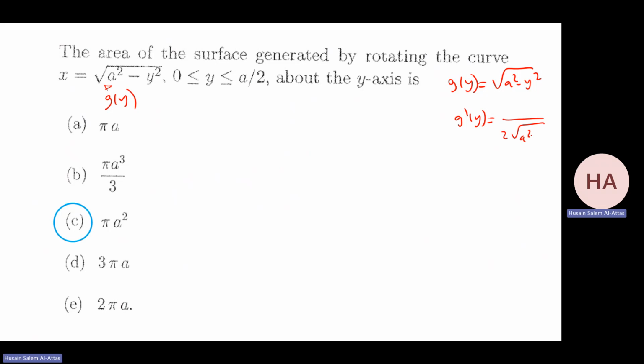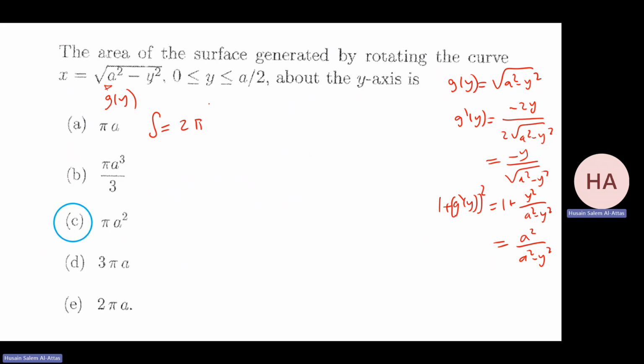2 square root of a squared minus y squared times minus 2y. 1 plus g prime of y squared. That will be 1 plus y squared over a squared minus y squared. That gives me a squared over a squared minus y squared. This is what I need.